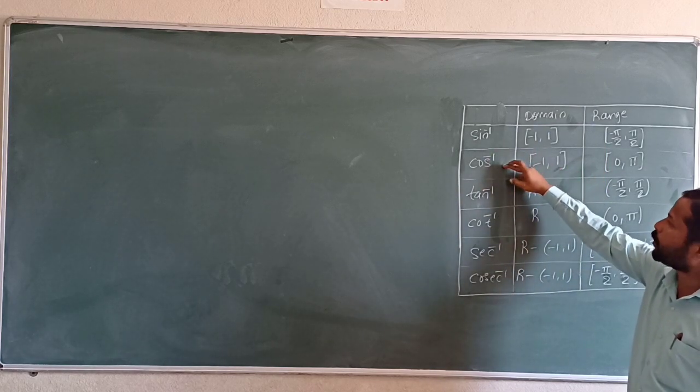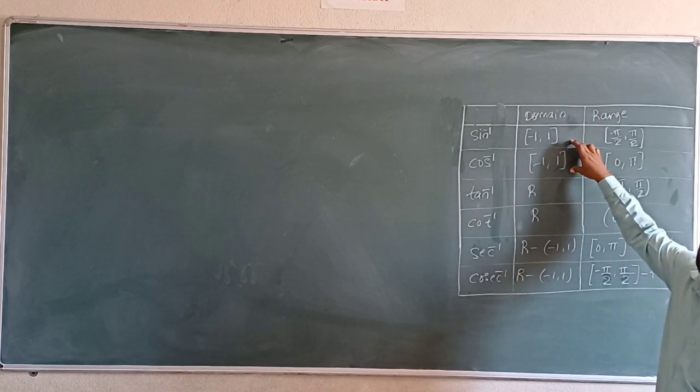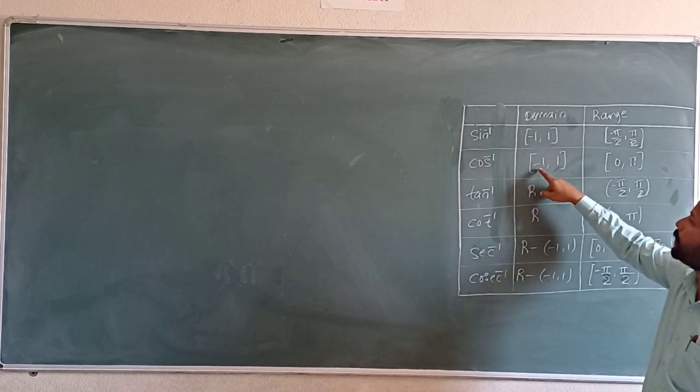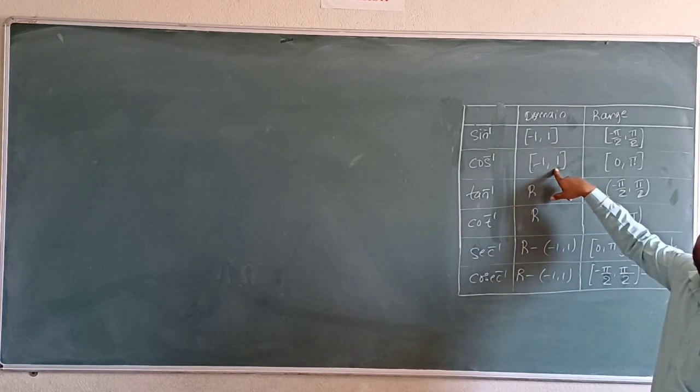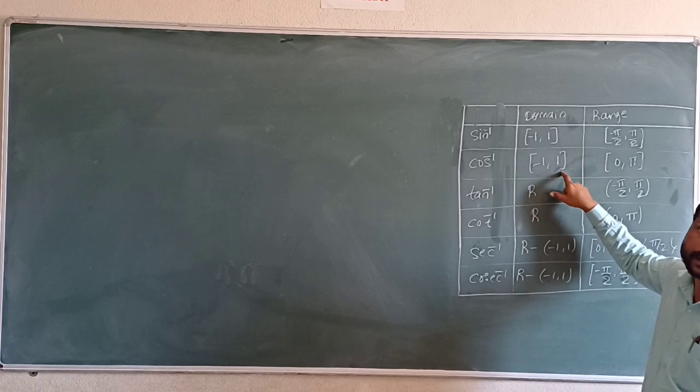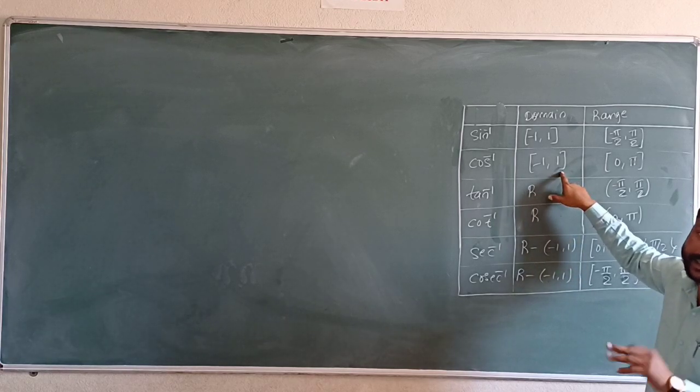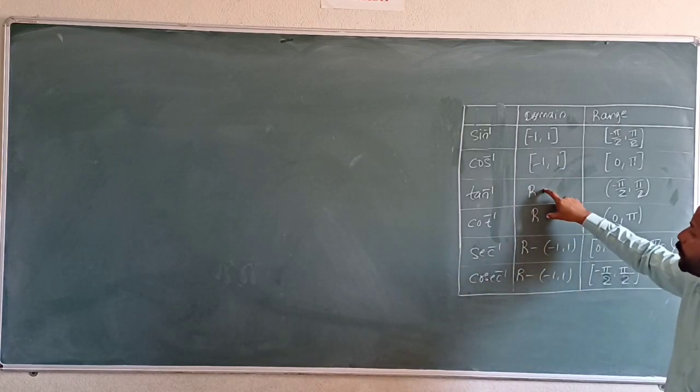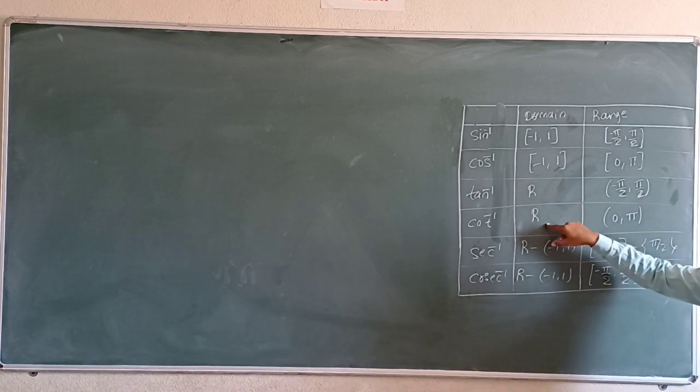Sine inverse and cos inverse domains are the same. That is closed interval minus 1 comma 1 and closed interval minus 1 comma 1. Closed interval meaning the values are including. Tan and cot are the same here. That is the real numbers.